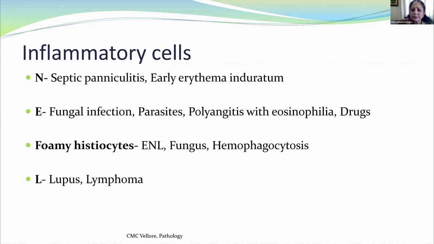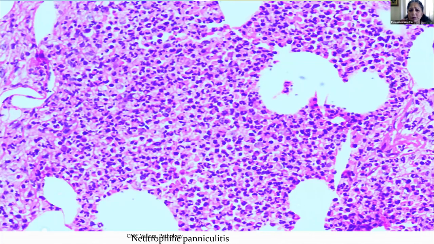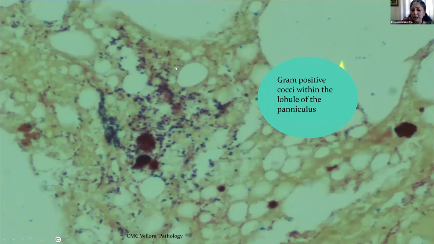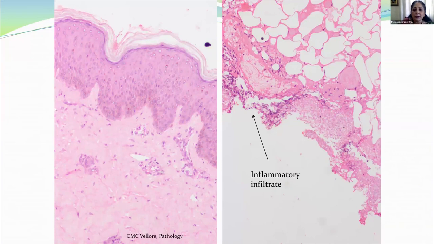So here you have numerous neutrophils sitting here with small foci with some basophilic debris. It's like a basophilic fat necrosis here. So what would I do? I would ask for gram stain. I would ask for PAS. Here, if you see gram stain done, showed numerous gram-positive cocci or staph within the panniculus, giving you a septic panniculitis with gram-positive cocci.